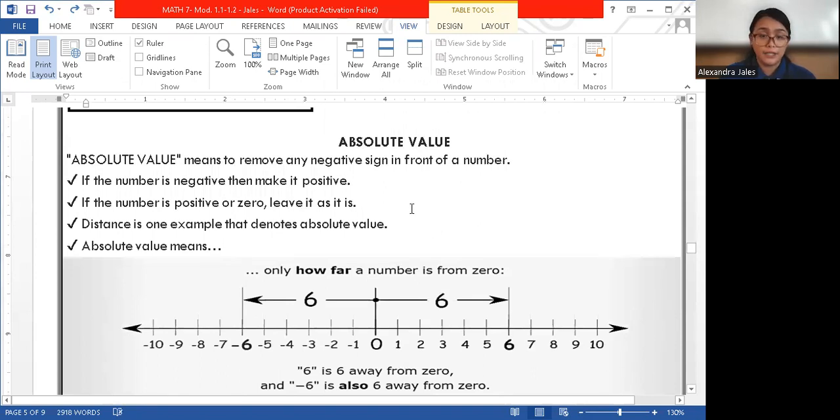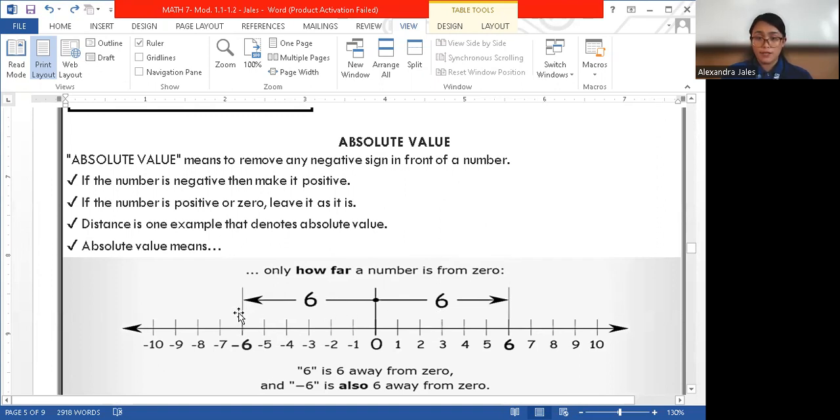So absolute value, we're just going to continue about the absolute value. Absolute value means to remove any negative sign in front of a number. If the number is negative, then make it positive. If the number is positive or 0, leave it as it is. Distance is one example that denotes absolute value. Absolute value means only how far a number is from 0. Again, for absolute value, we do not have negative. It is all positive. It's just asking about how far a number is from 0.